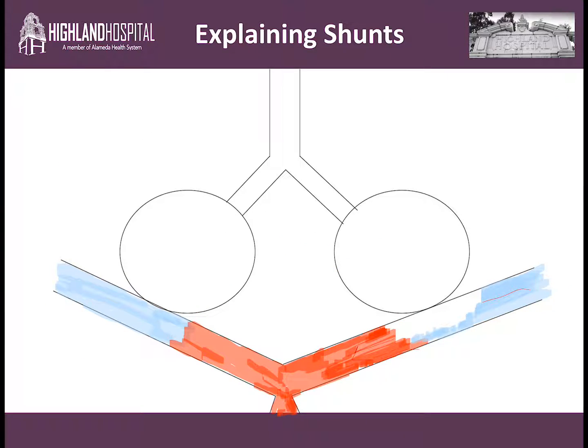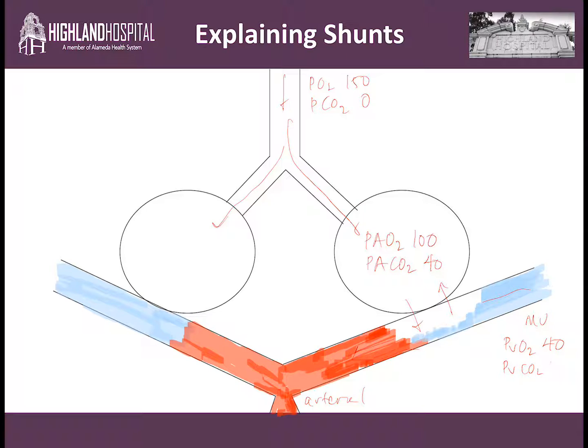Now, in thinking about shunts, think of this as an alveolus, and this as a simple capillary, where gas gets exchanged. This is mixed venous blood, this is arterial blood, and this is room air coming in. Normal values here: PO2 is usually about 150, PCO2 is about 0. As you breathe in, your alveolar PO2 is going to be about 100, and your PCO2 about 40. On the mixed venous side, your O2 is about 40, and your CO2 is about 46.